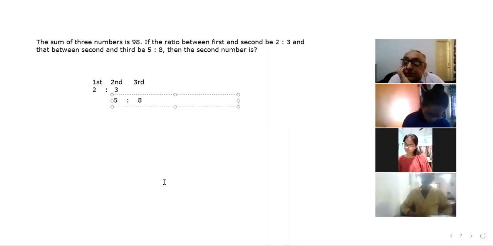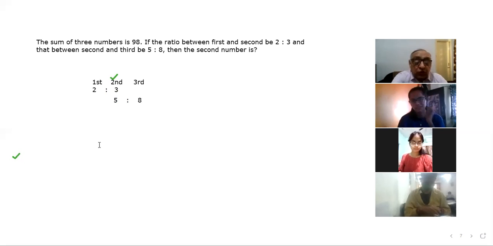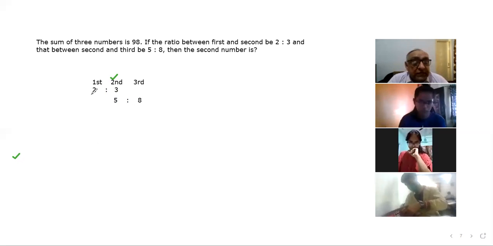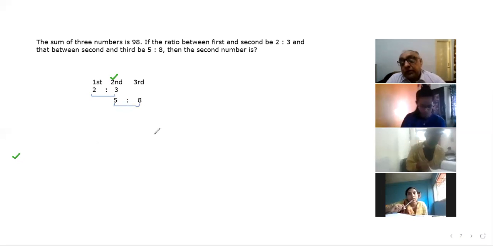Clear up to this point? So we need to find the middle number. It means we need to find the value of the second number. So our first job is to find the ratio of all the 3 numbers. We are given the ratio of A and B is 2:3, first and second, and the ratio of second and third is 5:8.